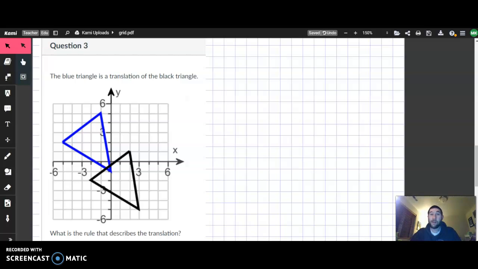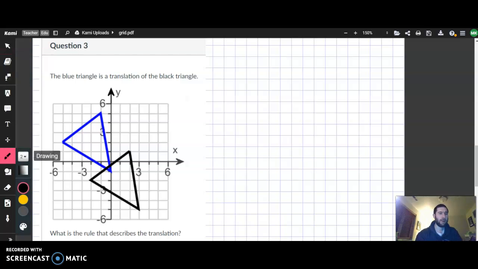All right, ladies and gentlemen, here to look at question 3. Question 3 gives us the image and the pre-image, and it tells us that the blue triangle is a translation of the black triangle, meaning that the black triangle is where we started, because the blue triangle is the translation, it is the image, it is after the transformation. And so what's the rule?